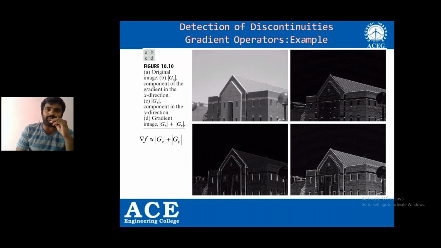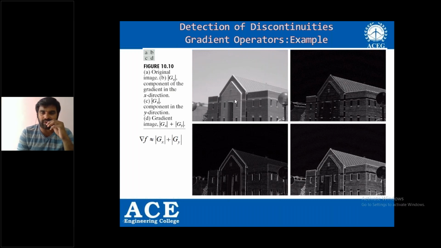Now some examples. For example, here we have the original image, and it is not a binary image, it is a gray level image. Why? Because the pixel intensity values are not just either 1 or 0 here. The pixel values are changing from 0 to 255. It is a gray level image.